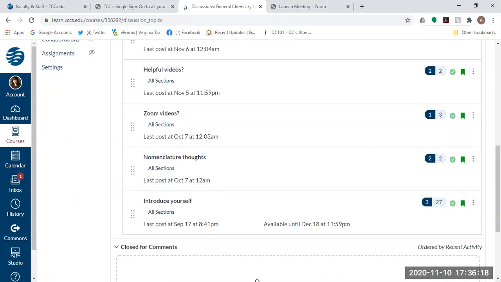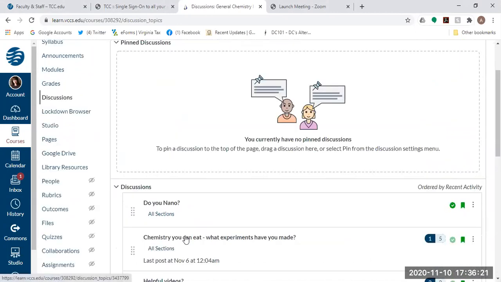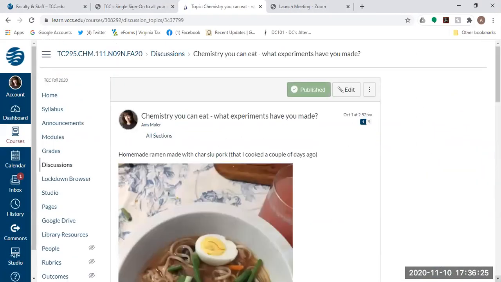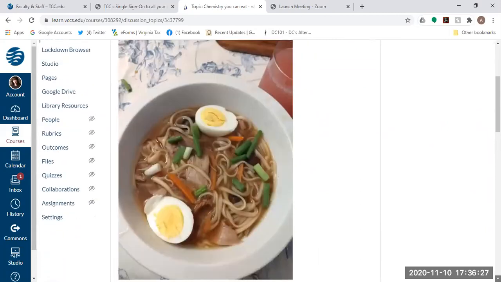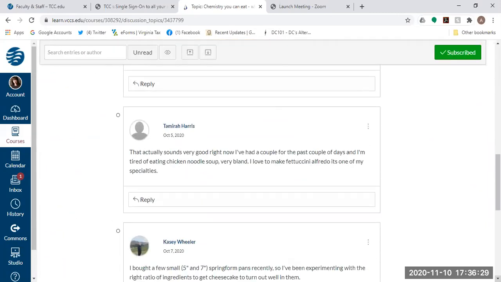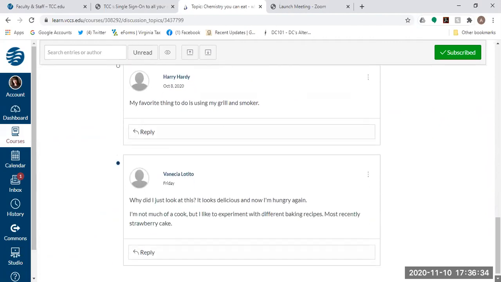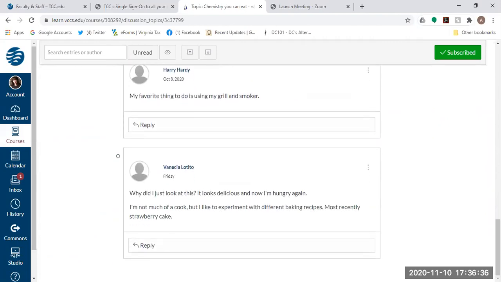And then, for instance, the chemistry you can eat one, if I click on that one, it shows the picture that I posted, and I have about a half dozen people who made comments about that. So it should be, since it's saved and published, and various people actually made comments, it should be viewable. Okay, I'll check it again. As far as I know. I'll check it again tonight.